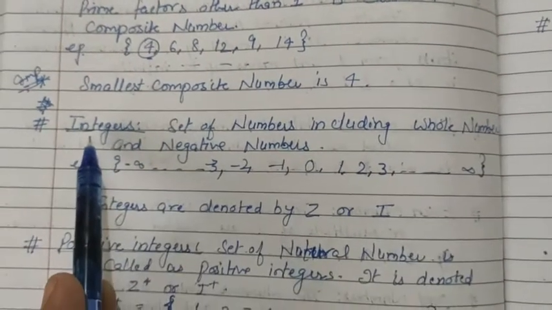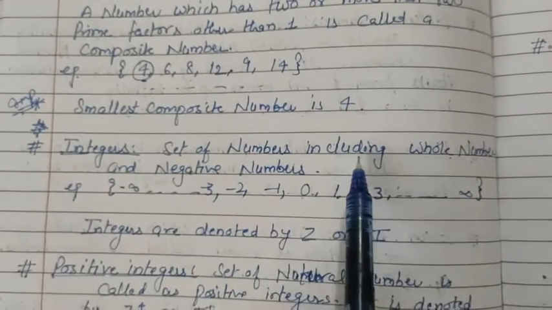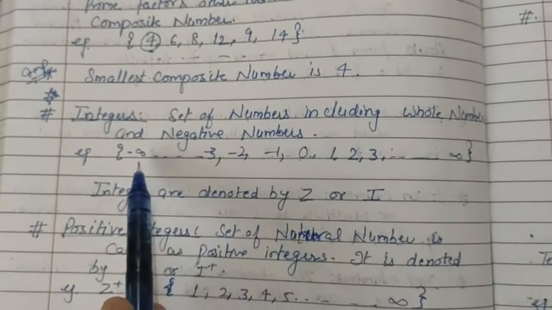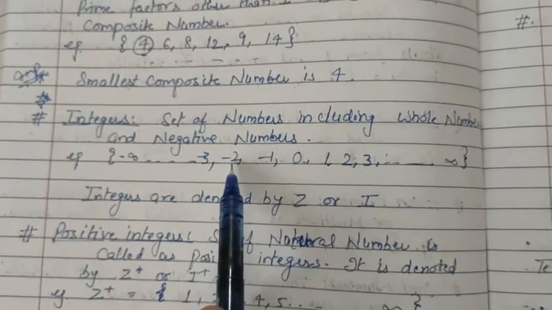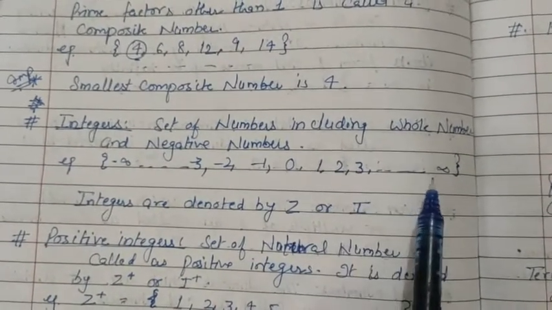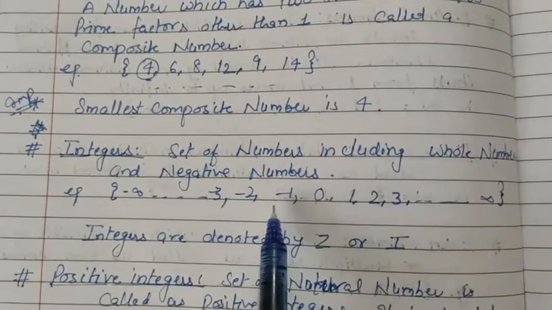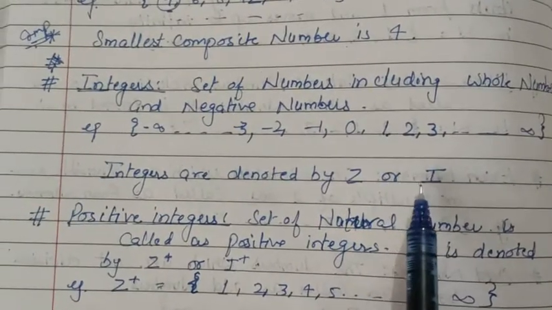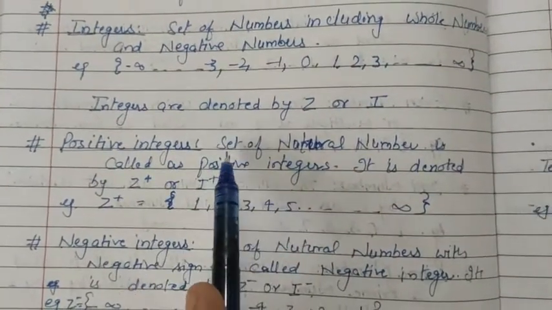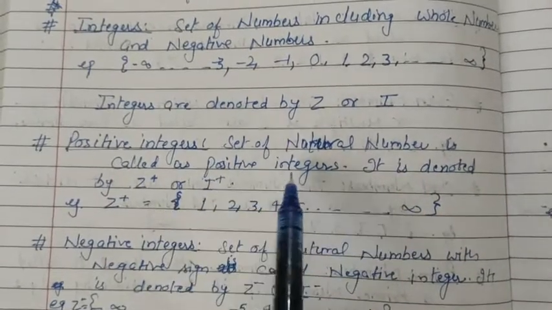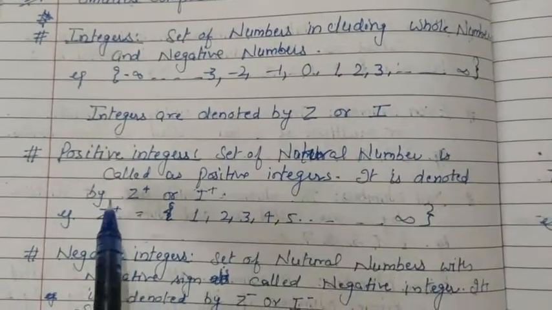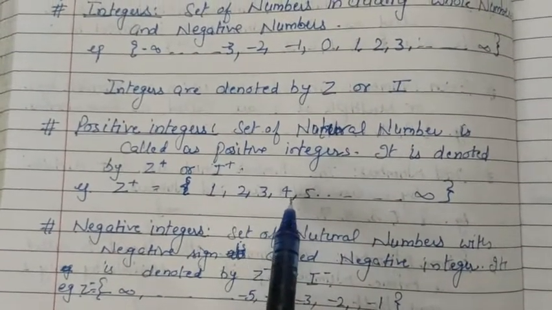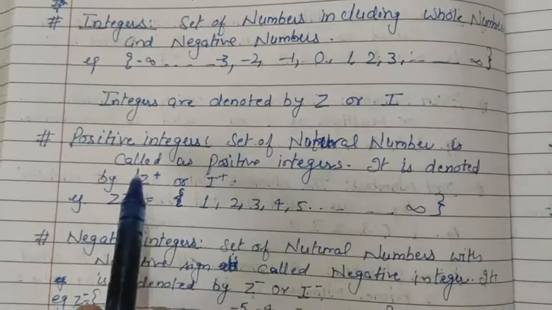So now next one is integers. The set of numbers including whole numbers and negative numbers. You can see from here minus infinity to minus 3, minus 2, minus 1, 0, 1, 2, 3 up to infinity. All these positive and negative numbers are known as integers. Integers are denoted by Z or I. So now positive integers. The set of natural numbers is called positive integers. It is denoted by Z plus or I plus. For example, Z plus equals 1, 2, 3, 4, 5 up to infinity. These all are positive integers.